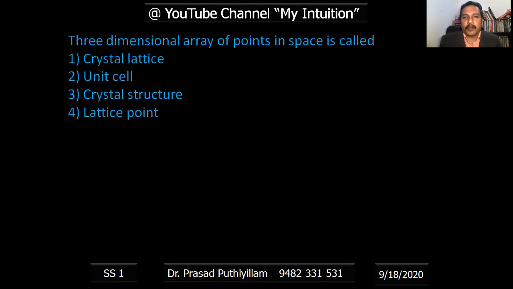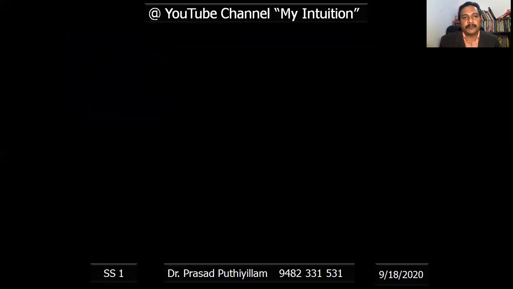Three-dimensional array of points in space is called, that is by definition itself. Options are crystal lattice, unit cell, crystal structure, lattice point. So by definition, crystal lattice are the three-dimensional array of points in space.